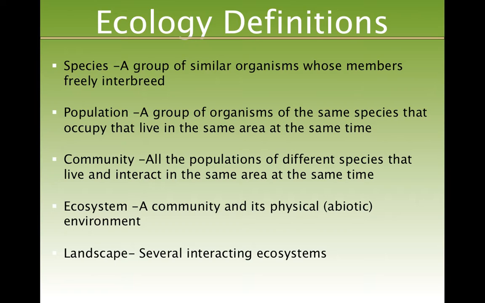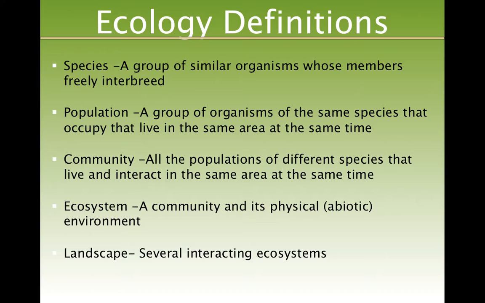Before we begin discussing ecology, let's talk about a few ecology definitions. So a species is going to be a group of similar organisms whose members can freely interbreed and produce fertile offspring. So for instance, we as humans would be considered to be of the same species. Then we have populations, which are a group of organisms of the same species that are in the same area at the same time. So if we looked at all the humans on our planet, we're of the same species, and we're currently all on our planet at the same time, so we would be a population of humans.